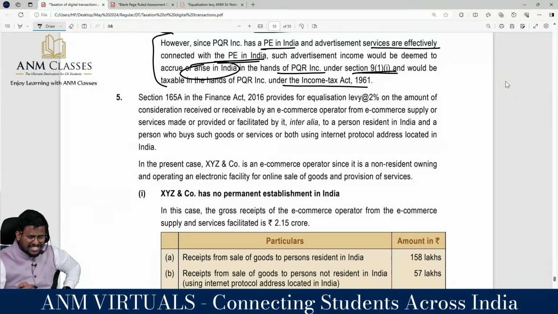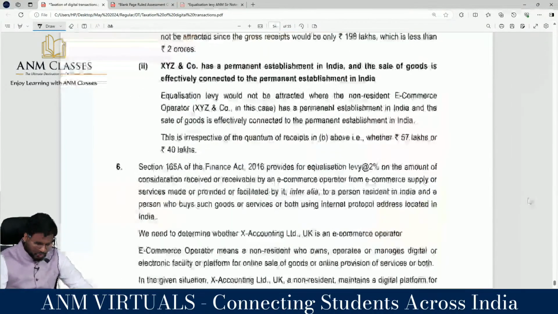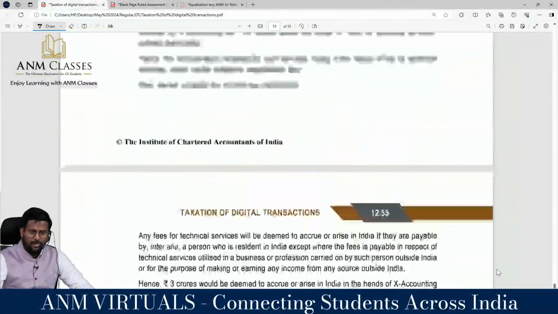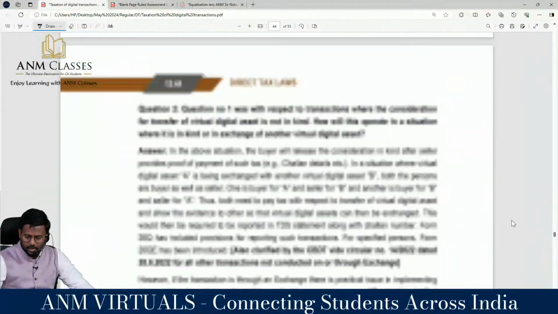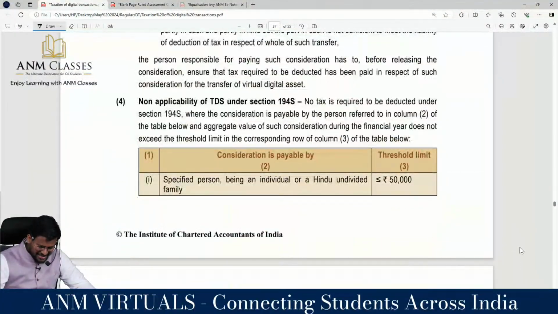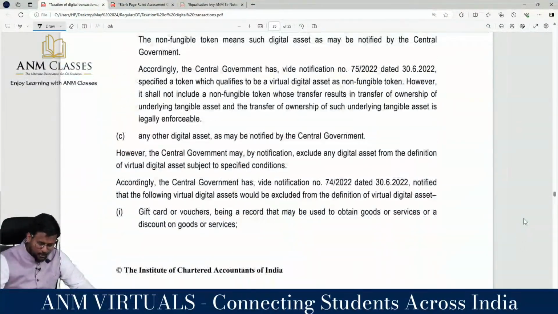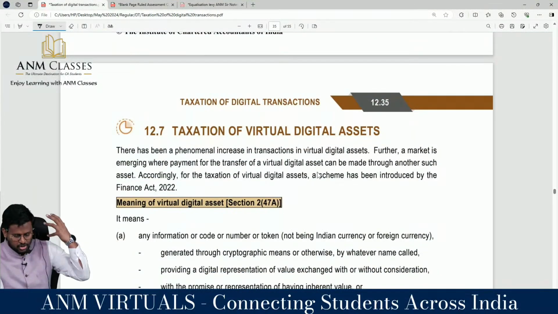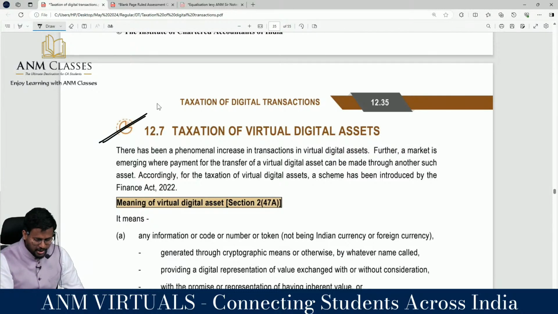Revise the entire provision, and do question number 5 and question number 6 on your own. Apply the provision and check whether you are done with the equalization levy or not. My dear lovable students, here I can say that we are through with the topic. In the coming session, we have to talk about VDA, virtual digital asset.